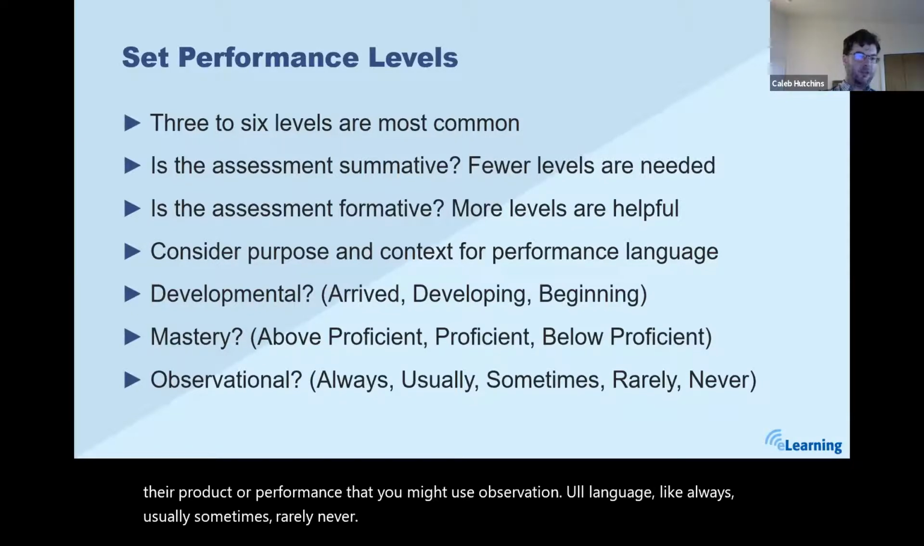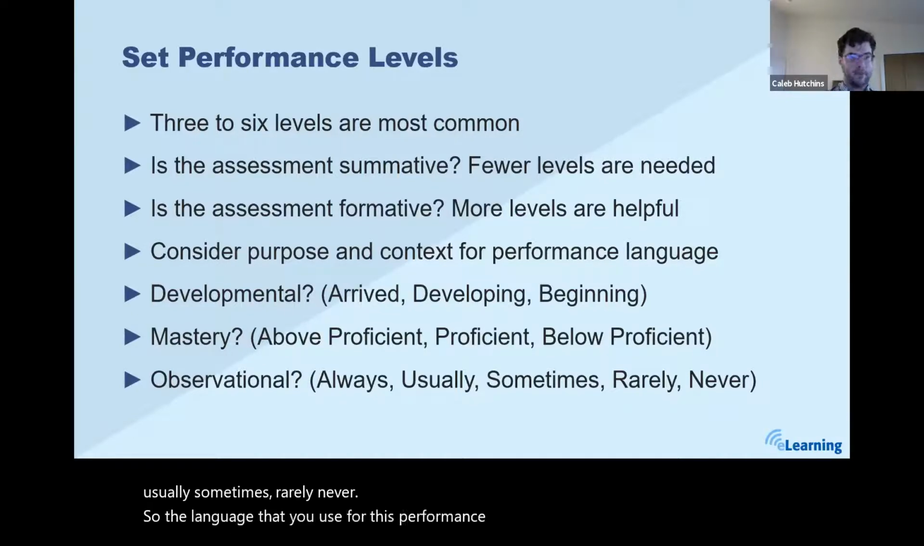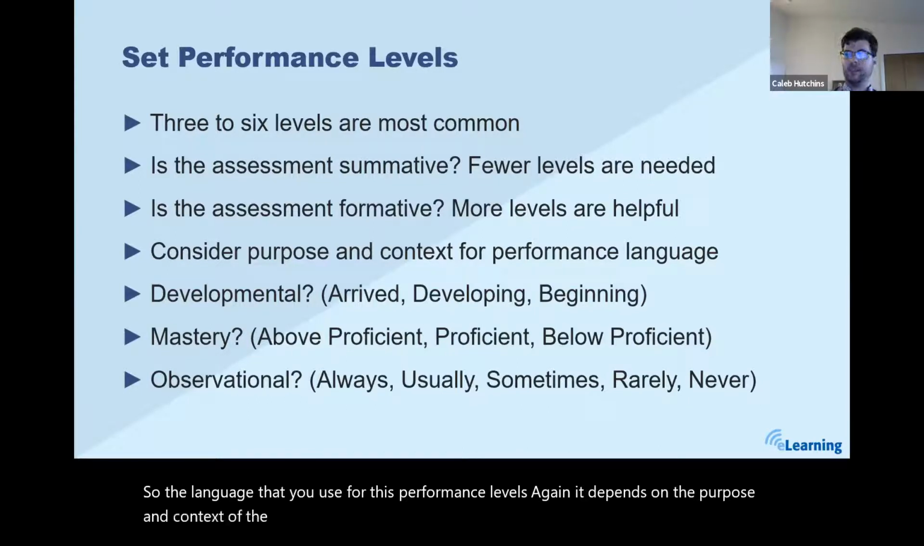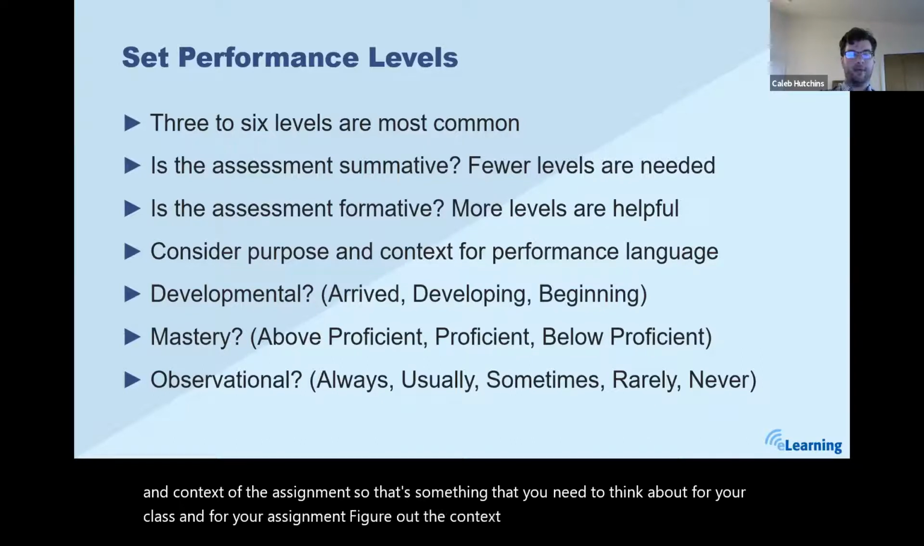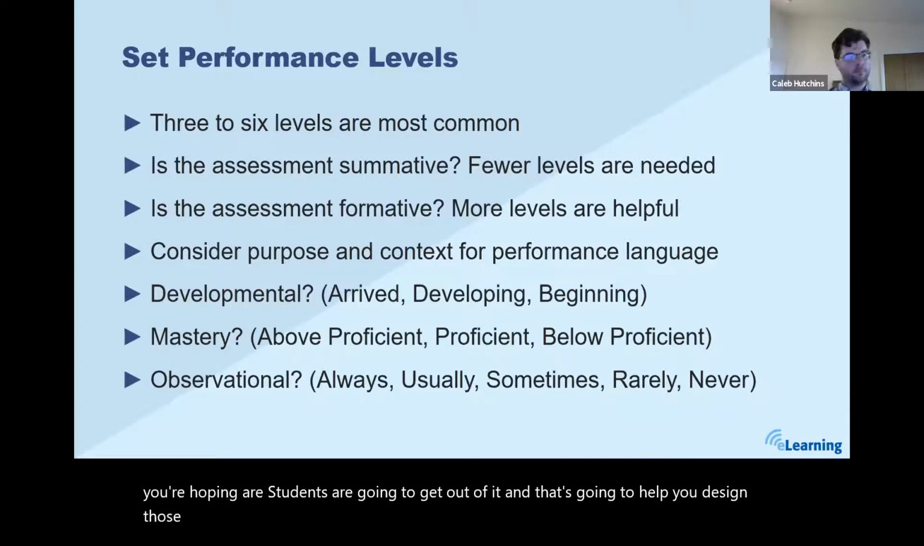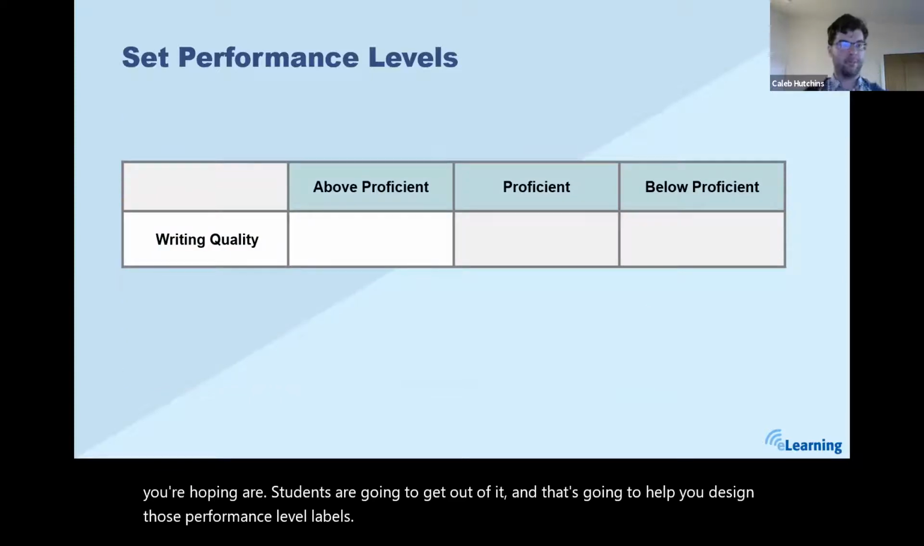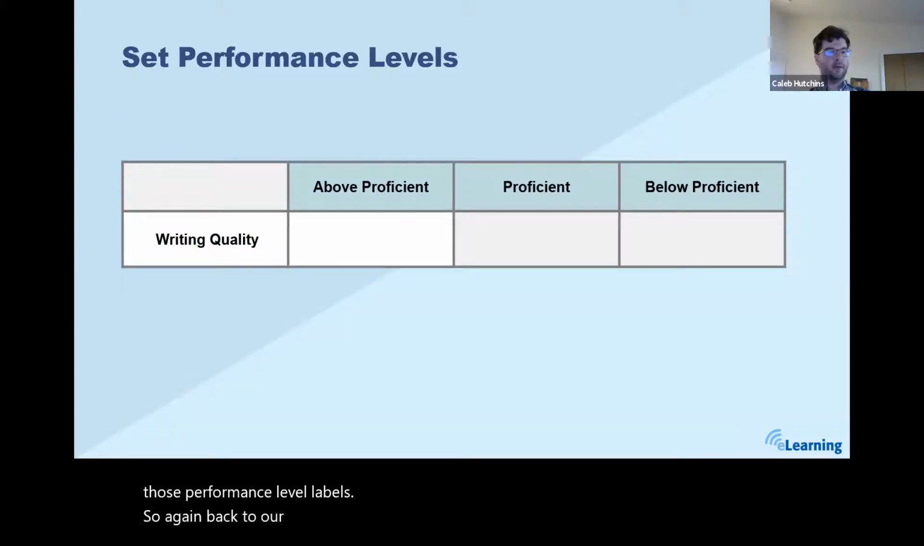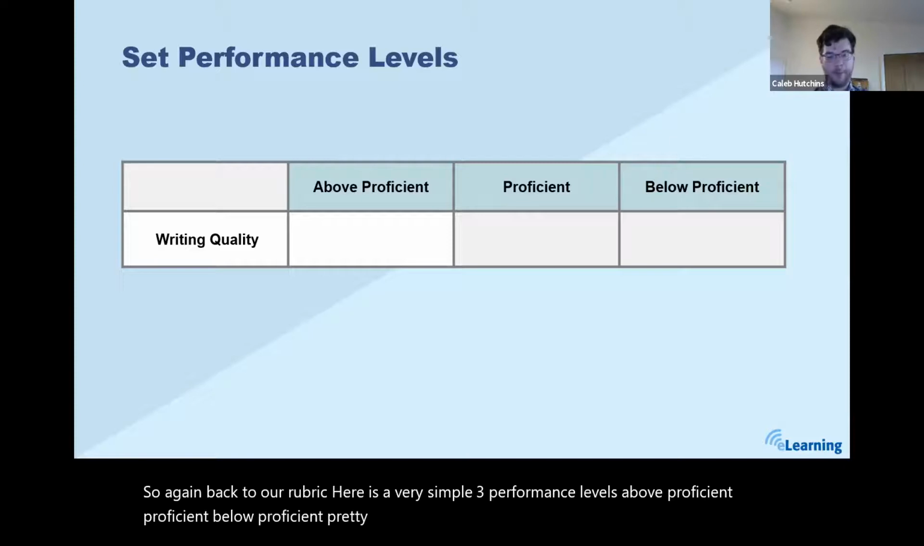So the language that you use for these performance levels, again, depends on the purpose and the context of the assignment. So that's something that you need to think about for your class and for your assignment. Figure out the context of where that is occurring and what you're hoping your students are going to get out of it. And that's going to help you design those performance level labels. So again, back to our rubric, here's a very simple 3 performance levels: above proficient, proficient, below proficient. Pretty simple, pretty straightforward.